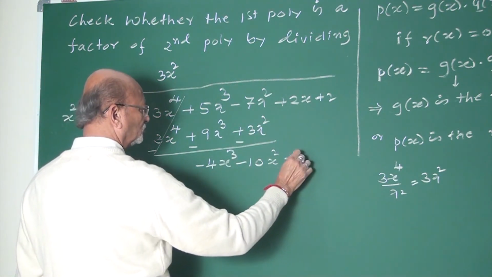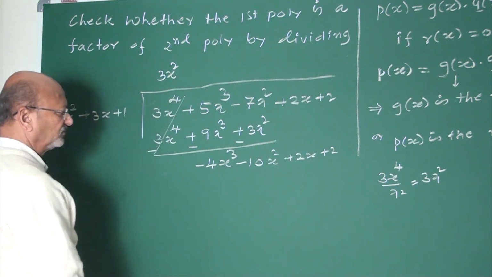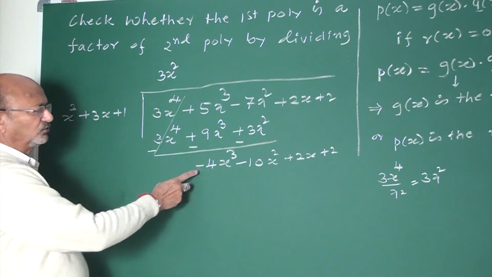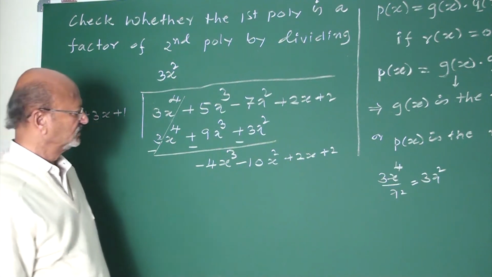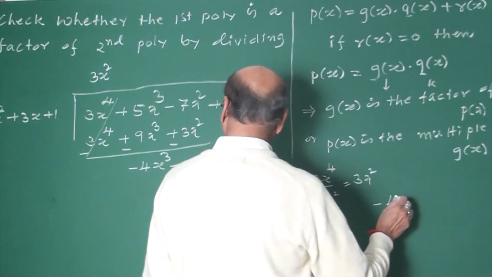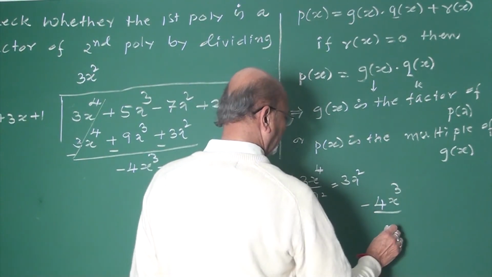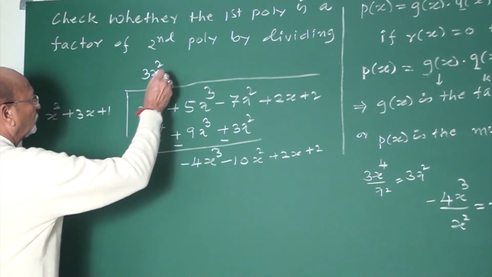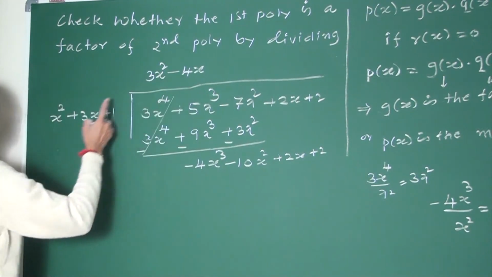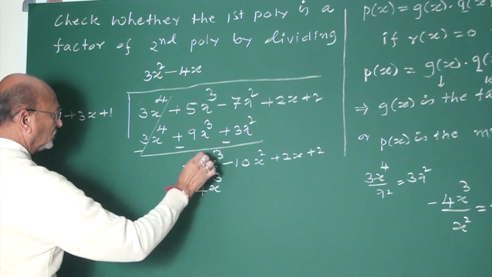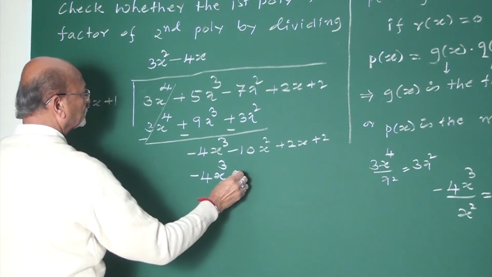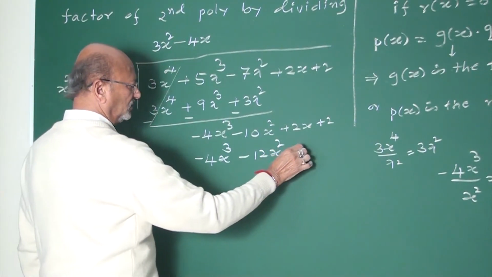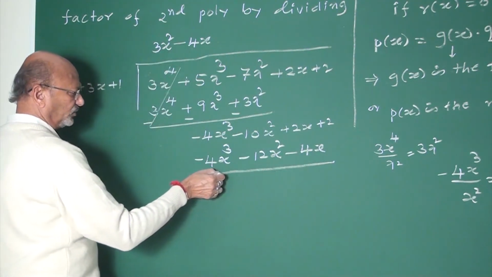Bring it down: plus 2x, plus 2. You have to divide minus 4x cube by x square, my friends. Minus 4x cube upon x square, it is minus 4x. Minus 4x into this: minus 4x cube. Minus 4x into plus 3x, minus 12x square. Minus 4x into plus 1 is minus 4x. Yes, my friend.